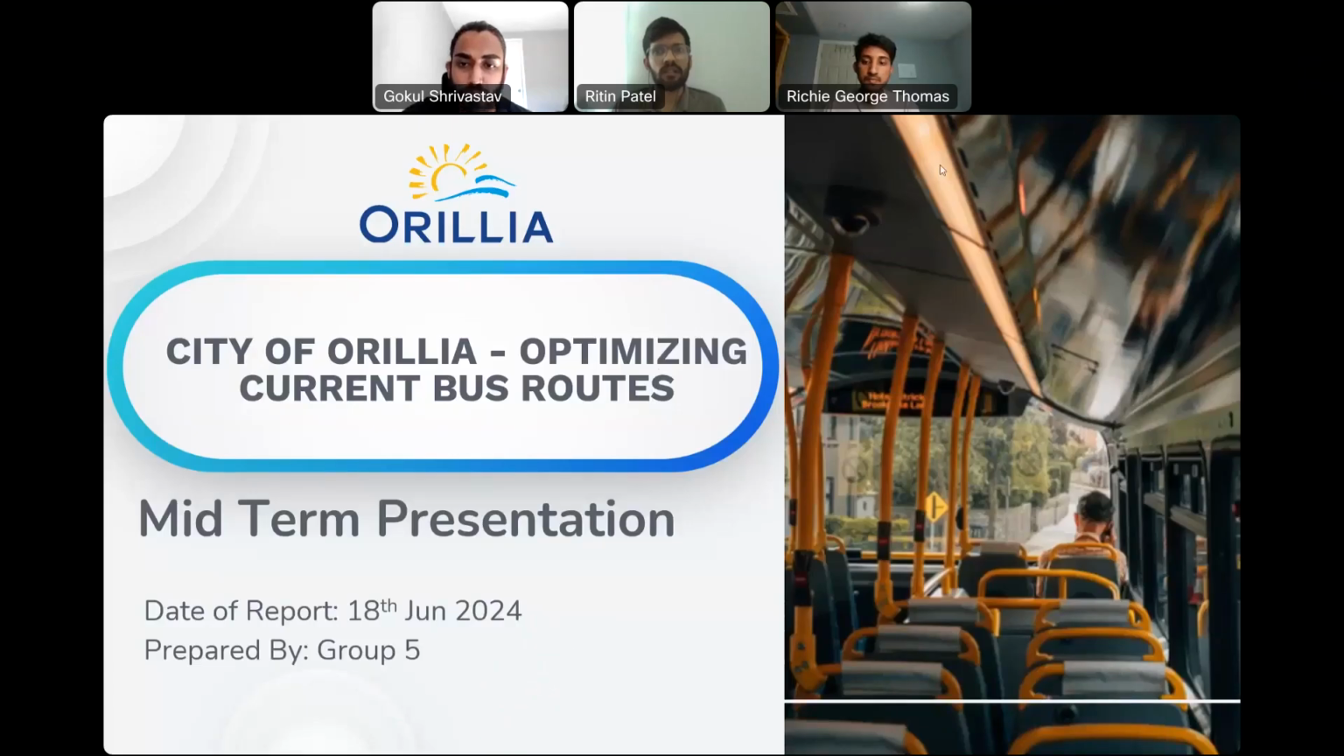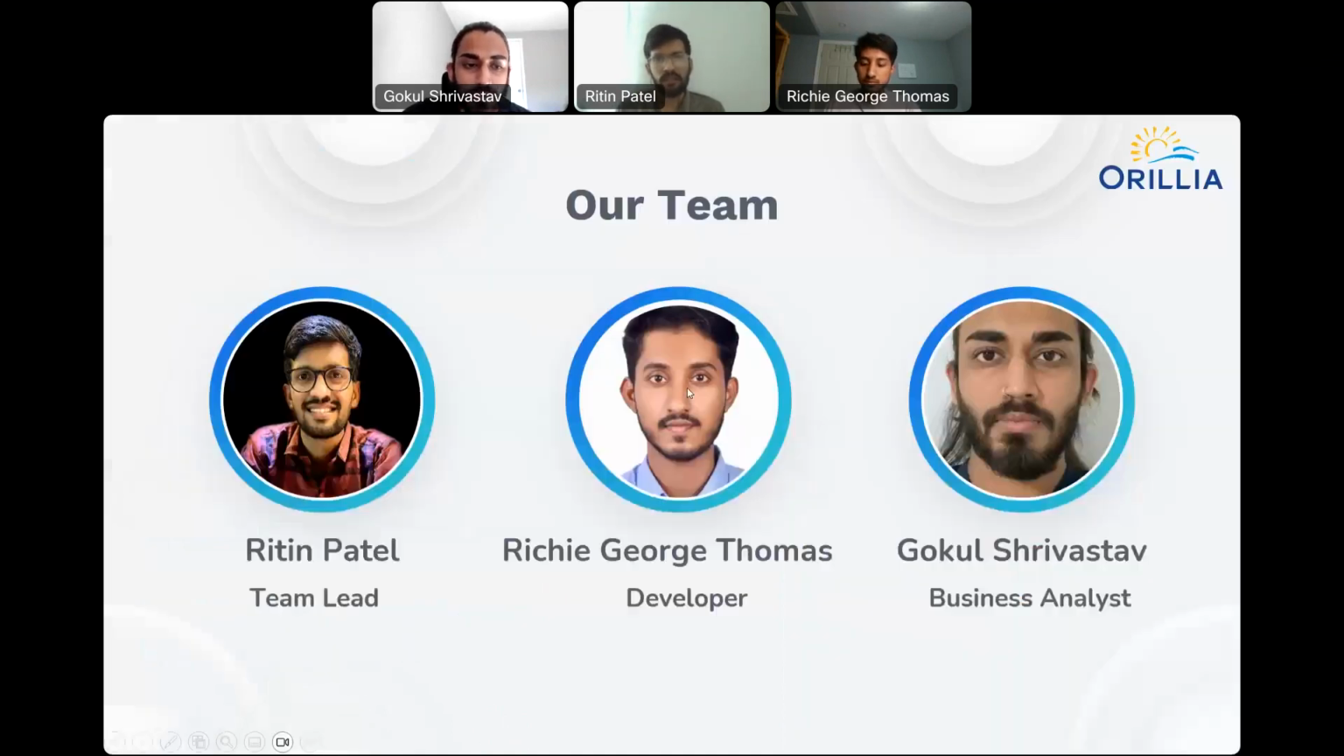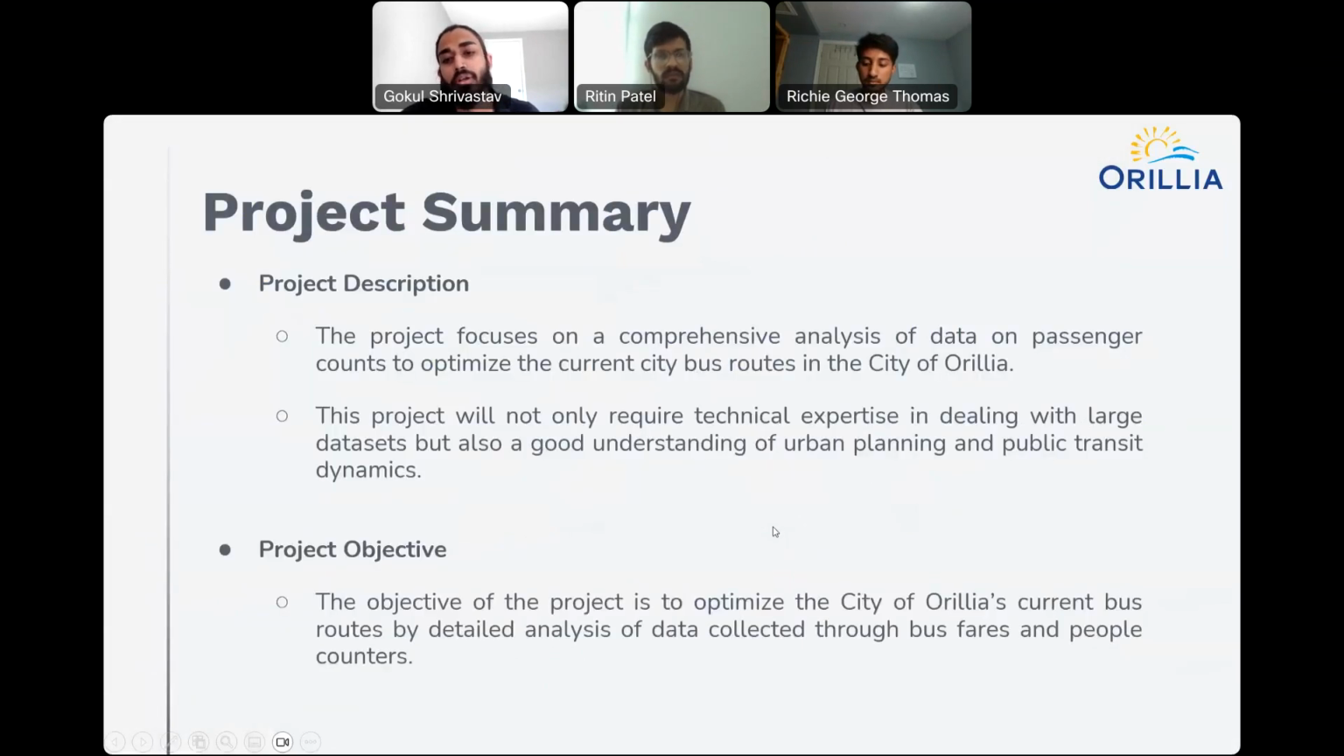We are members of Group 5, showing you the midterm presentation for our client project, City of Orillia, optimization of bus routes. We are a team of three, Ratan Patel being the team leader, Richie George Thomas being the developer, and myself being the business analyst. Our project demands comprehensive data analysis on project count in order to optimize the current bus routes in City of Orillia.